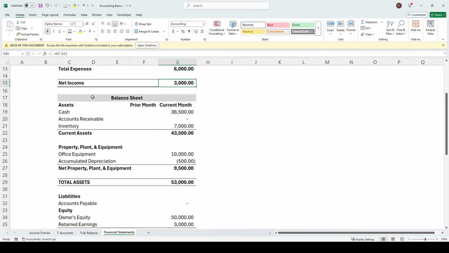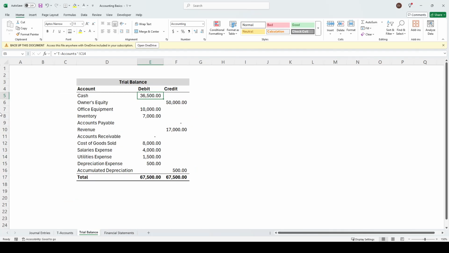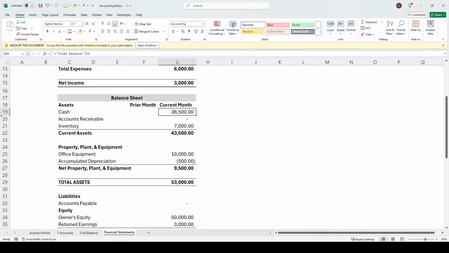We can also record our balance sheets from our trial balance. So we ended the month with $36,500 of cash, and you will also see this links to the trial balance. We ended the month with $0 of accounts receivable because all of the customers that purchased on credit paid off at the end of the month. And then we ended up with the inventory balance of $7,000. So that gives us a total of current assets of $43,500.